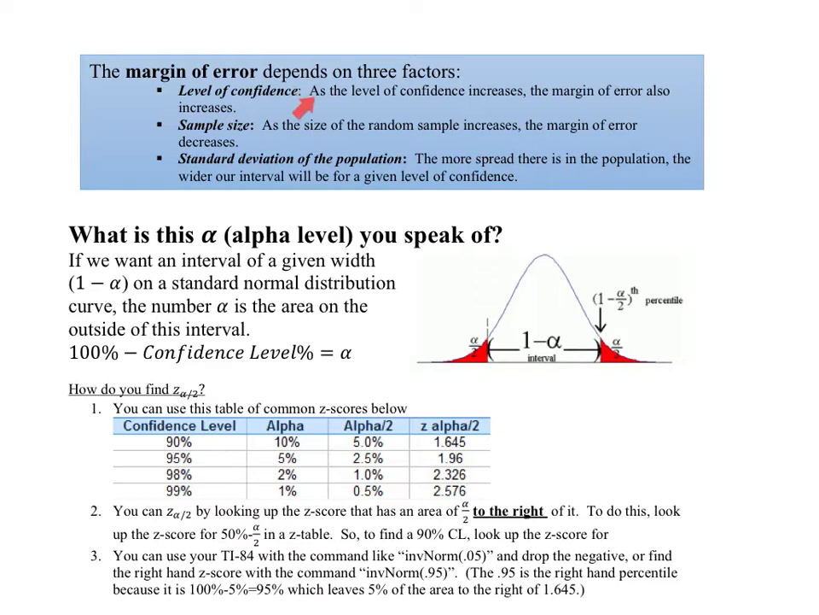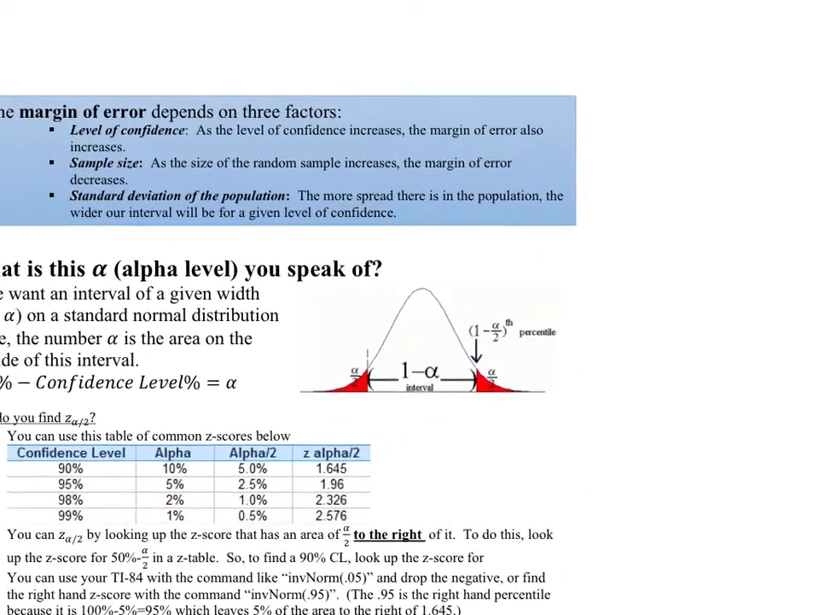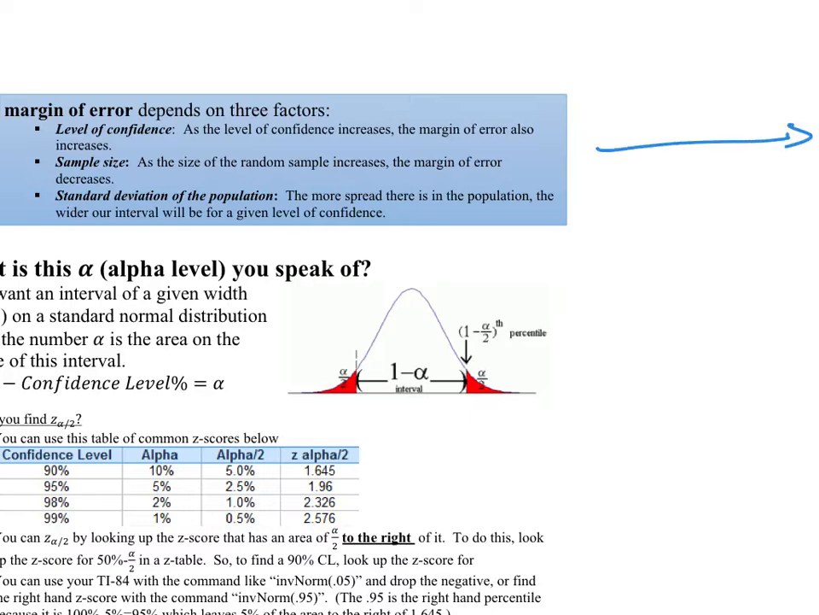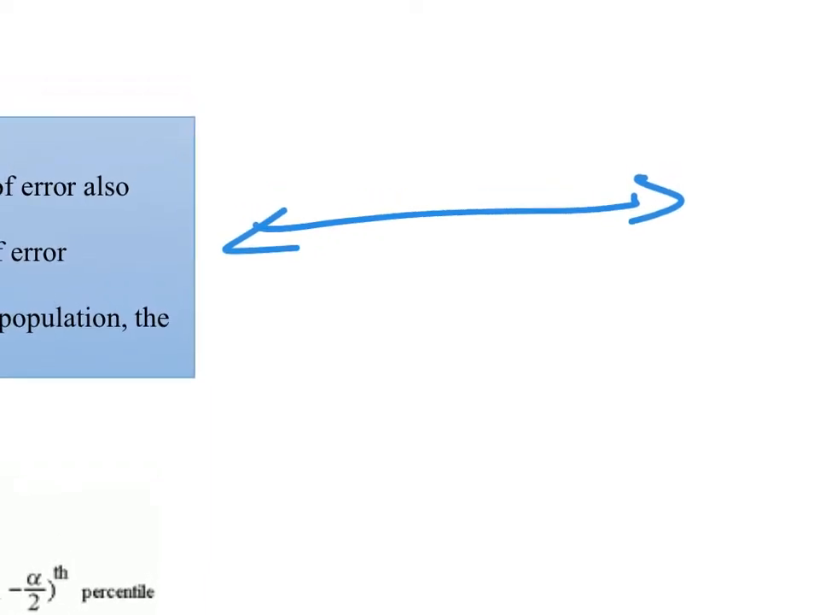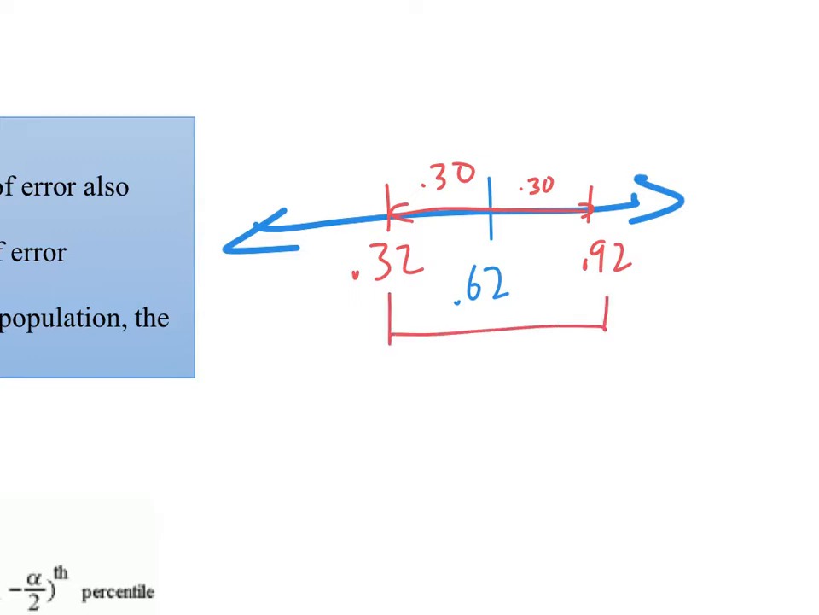So let me back up here. As the confidence level increases, the margin of error also increases. If you want to be super confident, let's go back to our little example here. If you want to be super confident that you have the true value, 0.62 was our estimate, then I might go up 0.30, which would put us at 0.92, and down 0.30, which would put us at 0.32. Now that is super wide, this interval from 0.32 to 0.92.